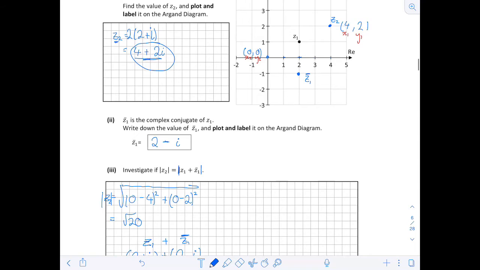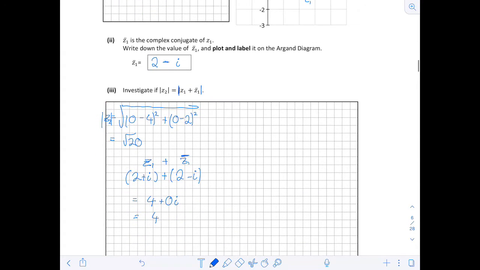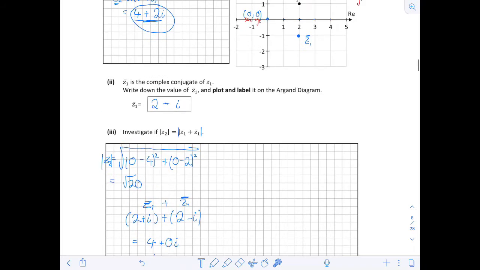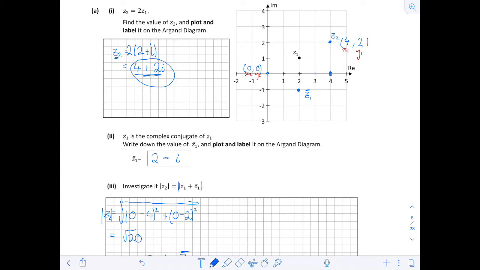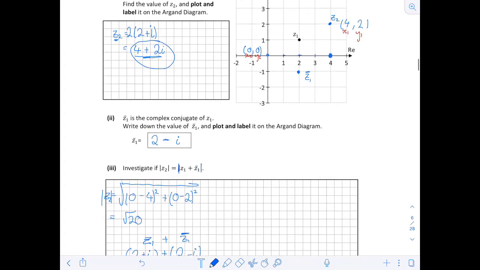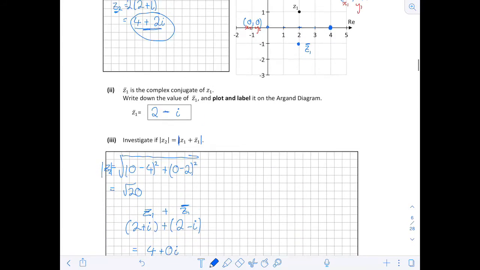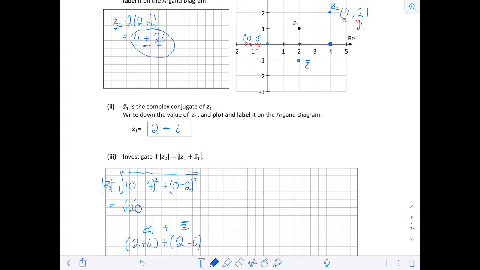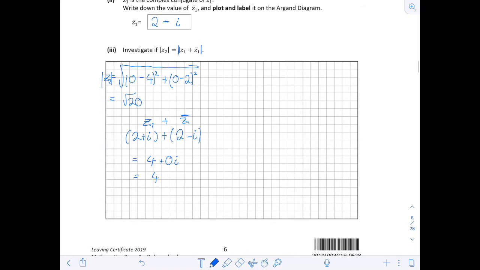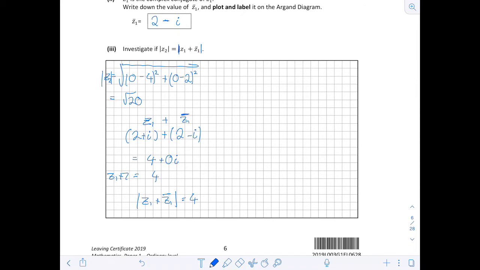So if I was to plot this complex number here, it would be located here. So the distance from there to the origin, well, we know the answer is going to be 4. So we can just say that z1 plus z1 conjugate must equal 4. So therefore its modulus will also equal 4.